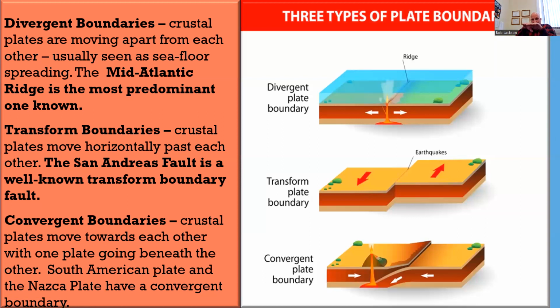Then you have the transform plate boundaries. They're moving like this, and they move very, very slowly. Now, if they get caught on each other, like huge pieces of rock, they build up pressure for years, even decades. And then all of a sudden, the rock breaks and they move suddenly. That's an earthquake, and the earth shakes. That shakes things up big time. Some of them can be huge, and that's what the San Andreas Fault is out in California. It's a transform plate boundary.